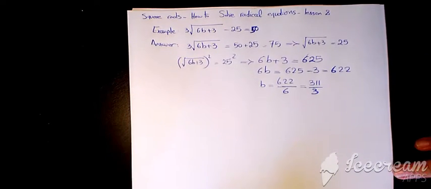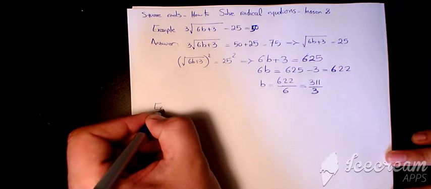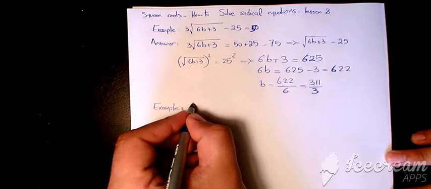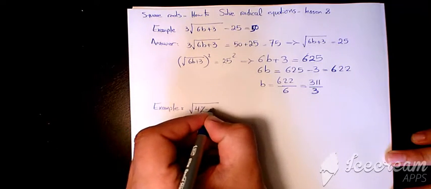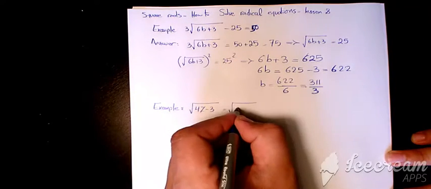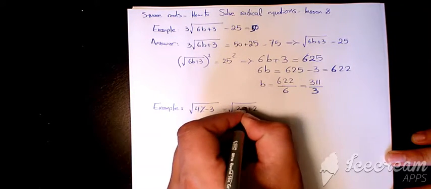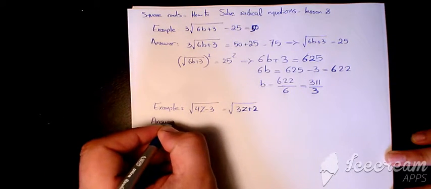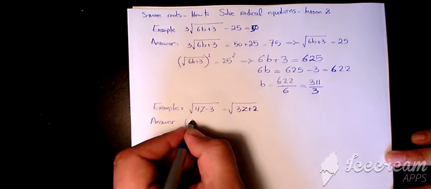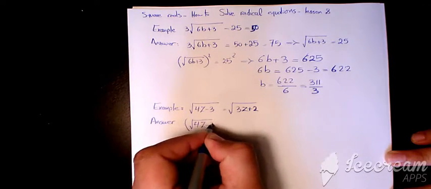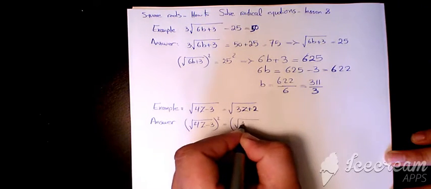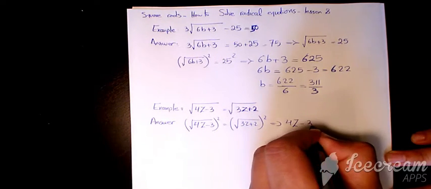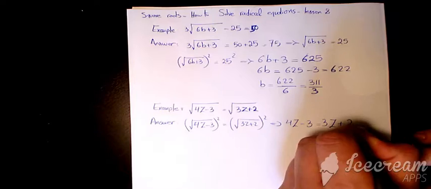Next example will be root (4z minus 3) equals root (3z plus 2). So the answer will be, if we square both sides, it's going to be 4z minus 3 equals 3z plus 2.